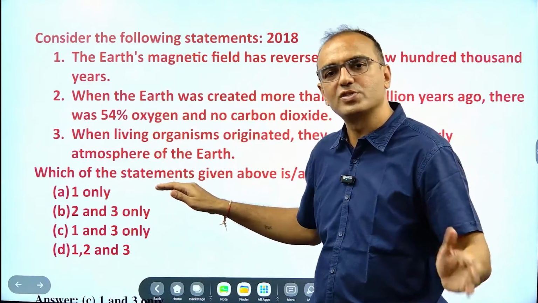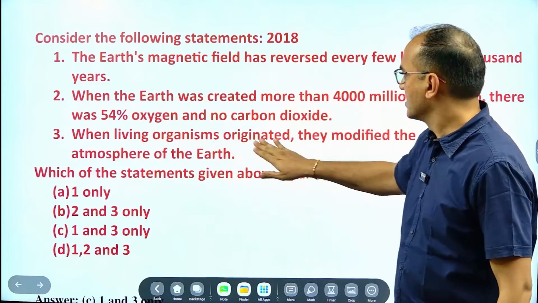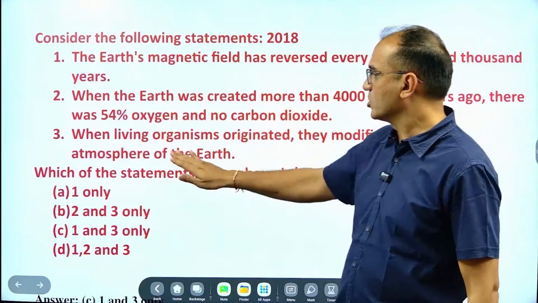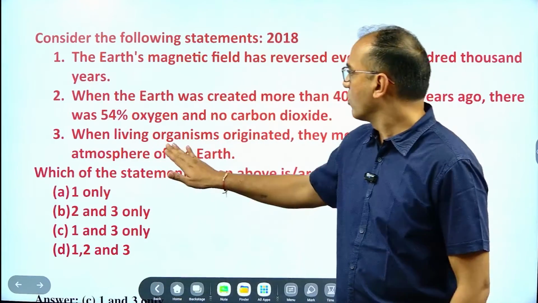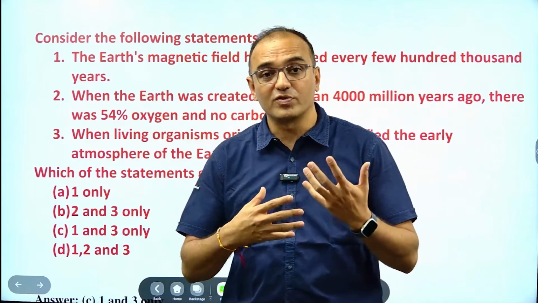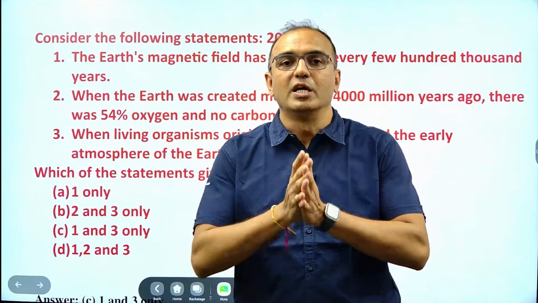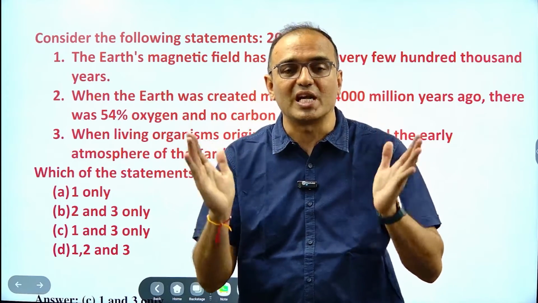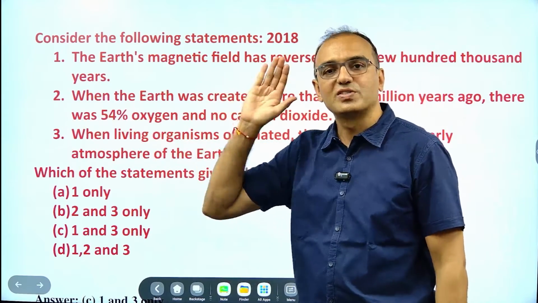Oxygen was not there earlier. Oxygen came later when life evolved. Then when living organisms originated, they modified the early atmosphere of the Earth. Absolutely. When the living organisms originated, because of their respiration, they brought about a change in the original atmosphere of the Earth. So 1 and 3 are right. The second statement seems to be incorrect.